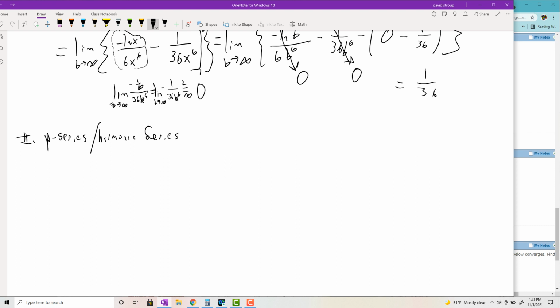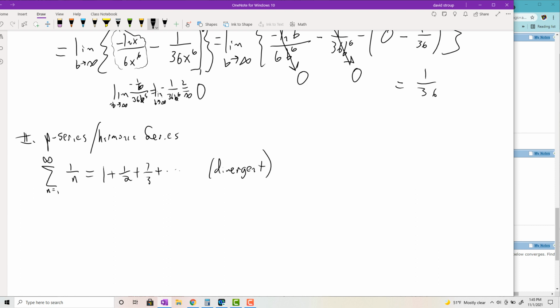And so first, the harmonic series is just 1 over n from n equals 1 to infinity. It's 1 plus 1/2 plus 1/3 plus dot dot dot. And this thing is divergent. It's extremely slow, but it is divergent.